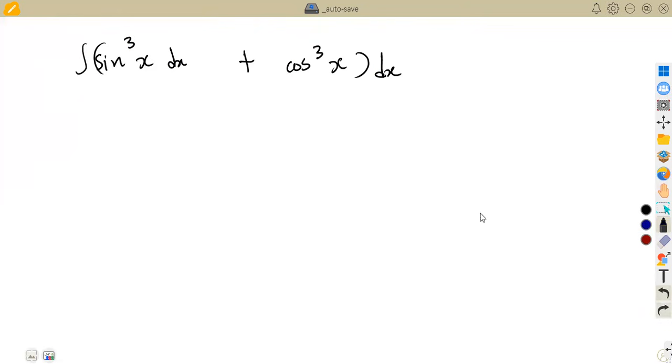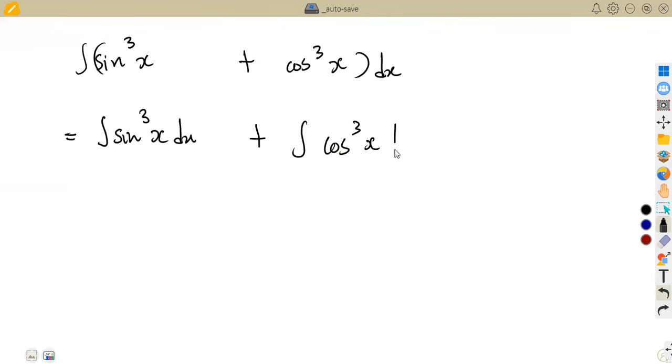And remember, under addition, you can separate your integrals. So they just gave you a double job to do: to integrate sine to the exponent of 3x with respect to x, and also to integrate cos to the exponent of 3 with respect to x. That is what the question was all about.